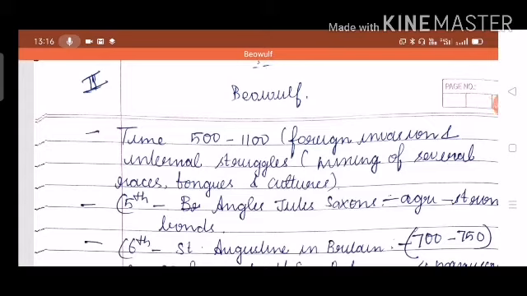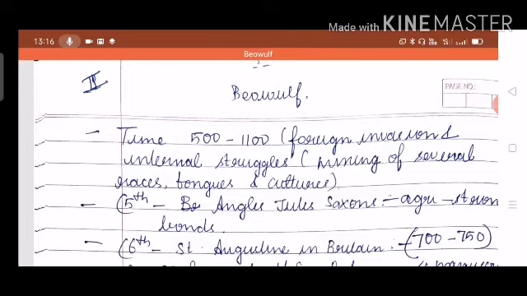Today, let us look at the poem Beowulf. The time period of Beowulf was the 6th century, approximately between 500 to 1100. It was the time of foreign invasion and internal struggles, that is, the mixing of several races, tongues, and cultures were taking place in England.